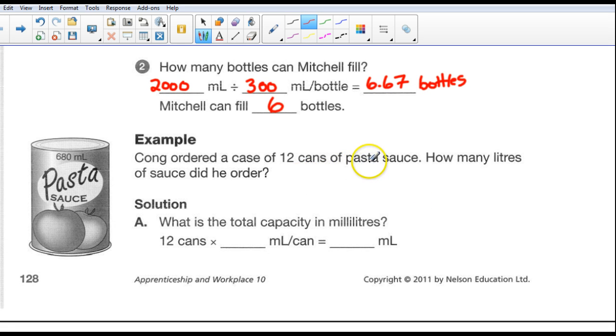Okay, so let's do an example here. Kong ordered a case of 12 cans of pasta sauce. How many liters of sauce did he order? Well, let's look. On the can, you can see it says each can is 680 milliliters. So what is the total capacity in milliliters? Well, 12 cans times 680 milliliters per can is equal to, well, we can take our calculator and multiply 12 times 680. You can do that now with your calculator. And it is equivalent to 8,160 milliliters. Okay, so 12 cans times 680 is 8,160.